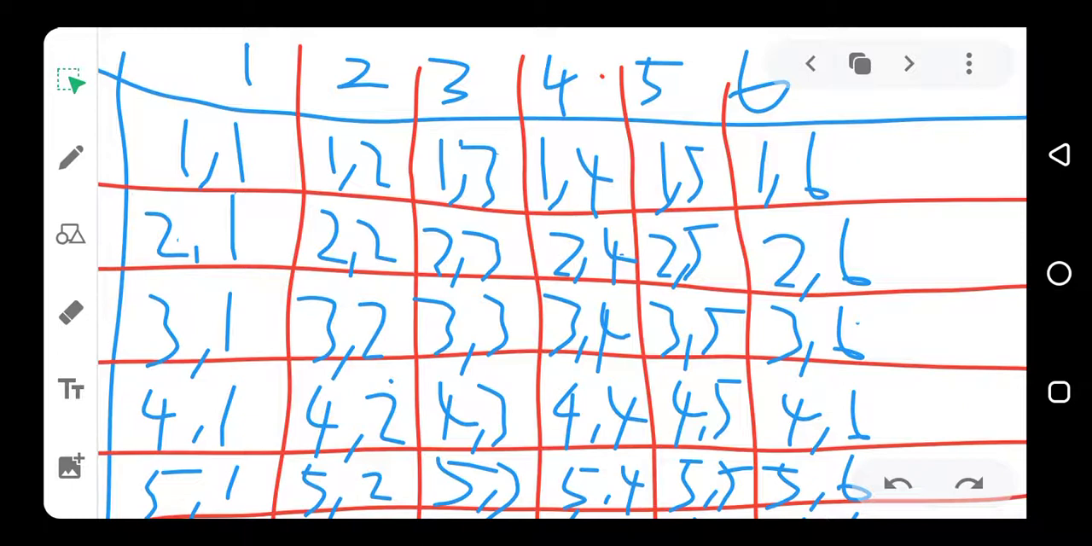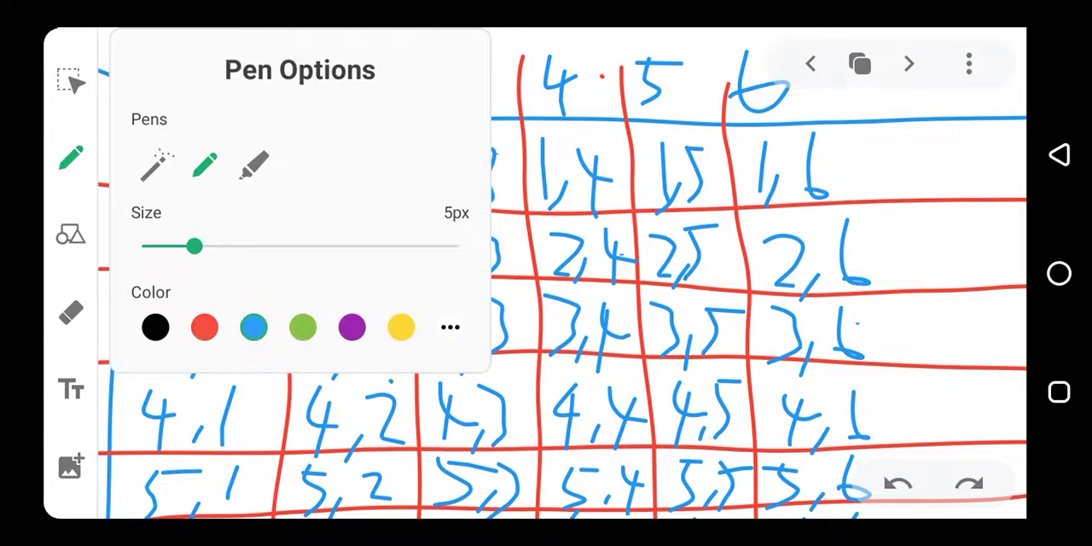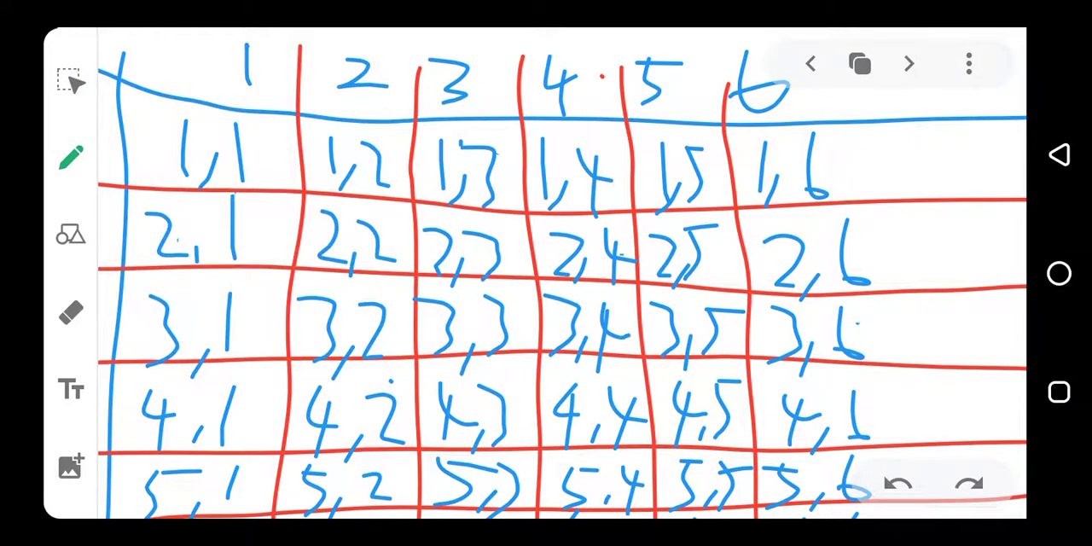We start from the first row. 1 plus 1 will give us 2, and 2 is an even number, so we mark it. 1 plus 2 will not give us an even number. 1 plus 3 will give us 4, and 4 is an even number, so we mark it. 1 plus 4 is not an even number. 1 plus 5 is an even number. 1 plus 6 is not an even number.